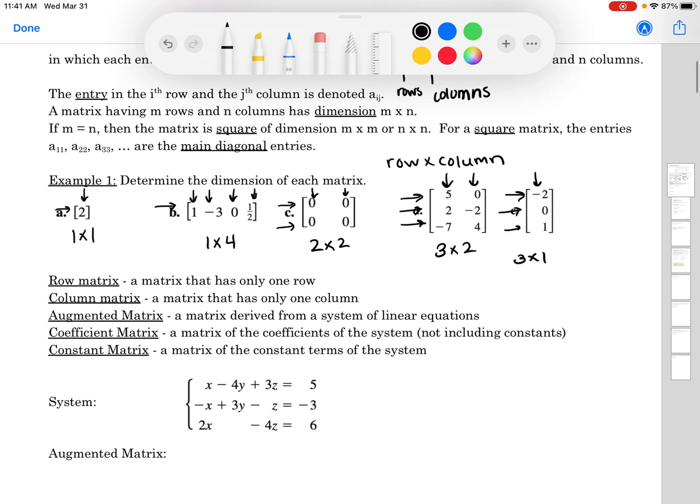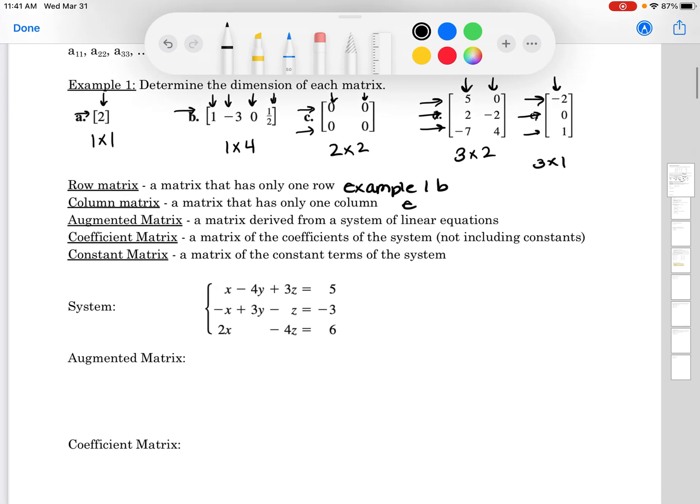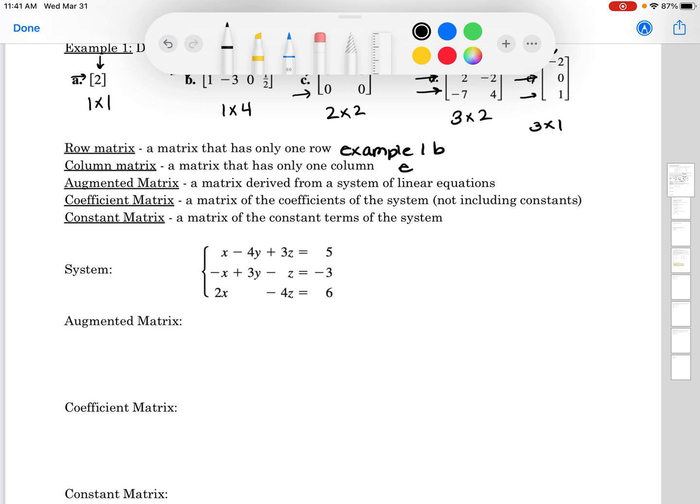We can have a bunch of different types of matrices. Here we can have a row matrix, which has only one row, just like in example B. The column matrix, which is just only one column, that would be like part E here in the end. An augmented matrix, which is the next thing we're going to talk about, takes a system of linear equations and puts it into a matrix form. So let's see what that looks like.